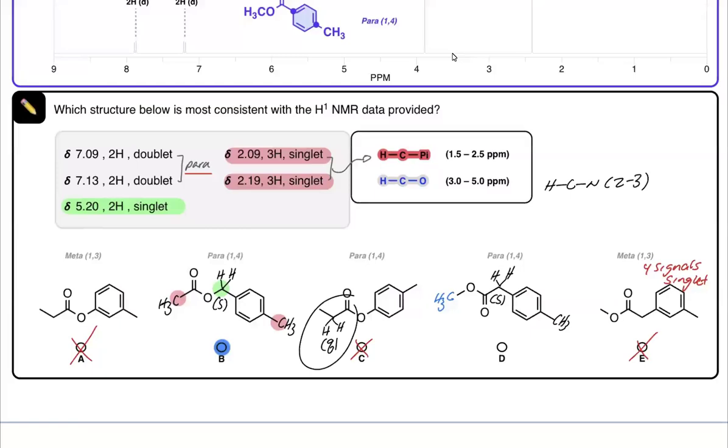The 2H in compound C would be split into a quartet, so the splitting pattern did not align with the data. From there, I looked at the next two signals, 3H singlet, CH3 singlet. Both are in the proton adjacent to a pi system range, and that aligned most closely with B. Methyl group adjacent to the benzene ring, methyl group adjacent to the C double bond O, so the chemical shifts could align. D would not align because one of the methyl groups would have to be in that 3 to 5 range as it's connected to the oxygen atom.